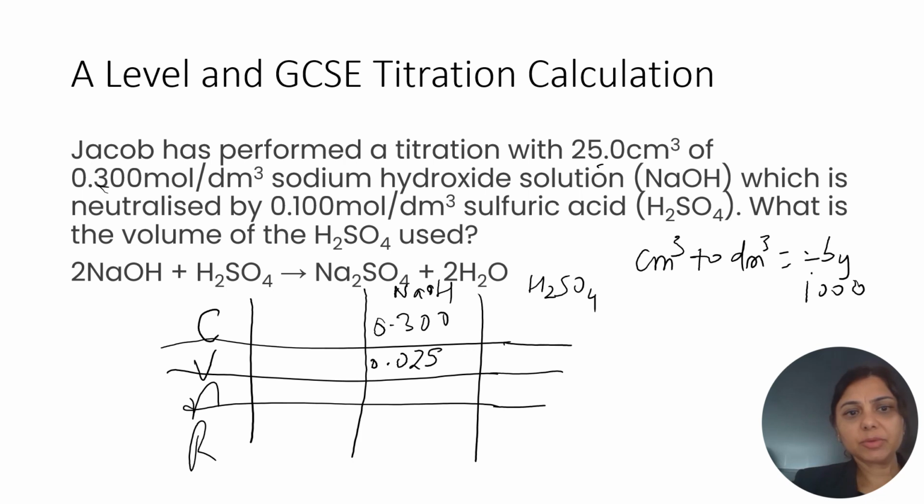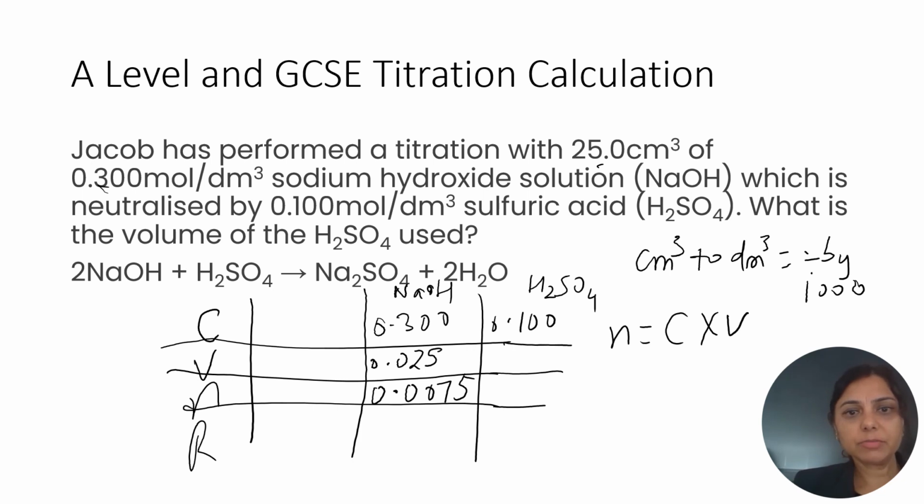Now I need to work out the number of moles on this side, and number of moles is equal to concentration times volume. So all I'm going to do is multiply the two numbers, and I get 0.0075.